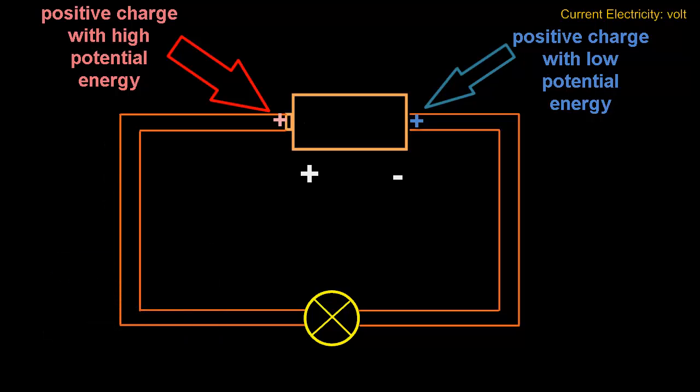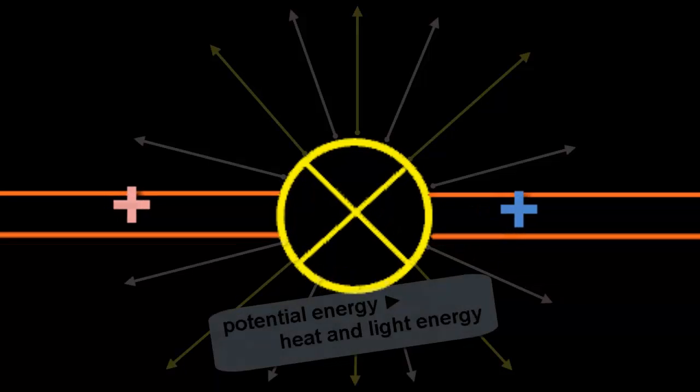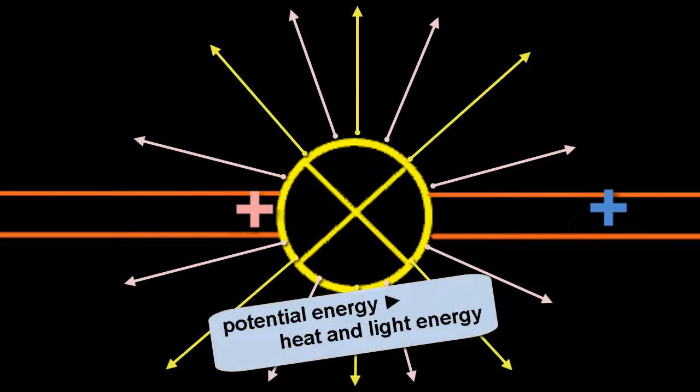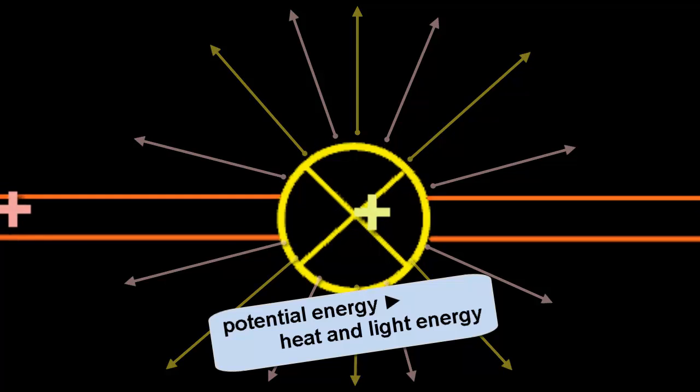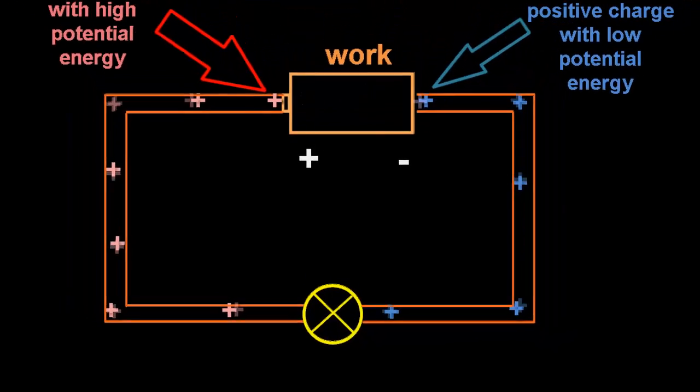If there is a drop in potential energy, where has that energy gone? The answer is it's transformed mostly in the lamp to heat energy and light energy. Only a very small amount of energy is transformed in the copper wires.